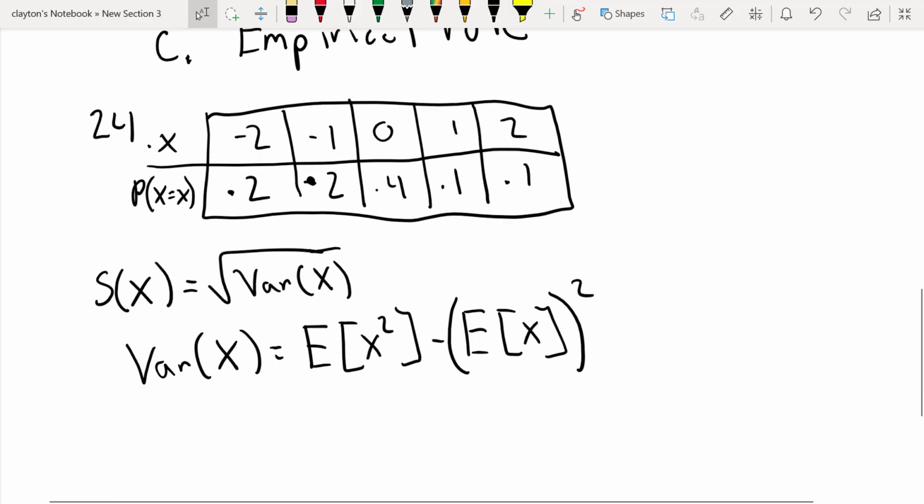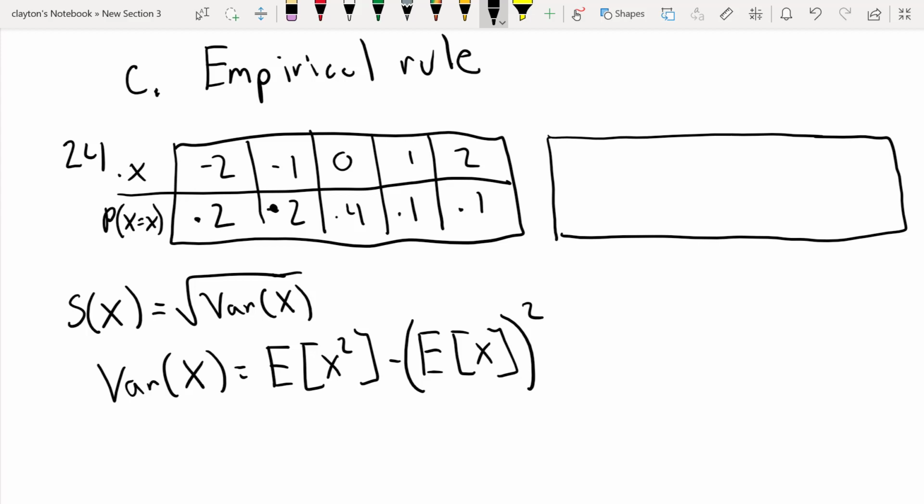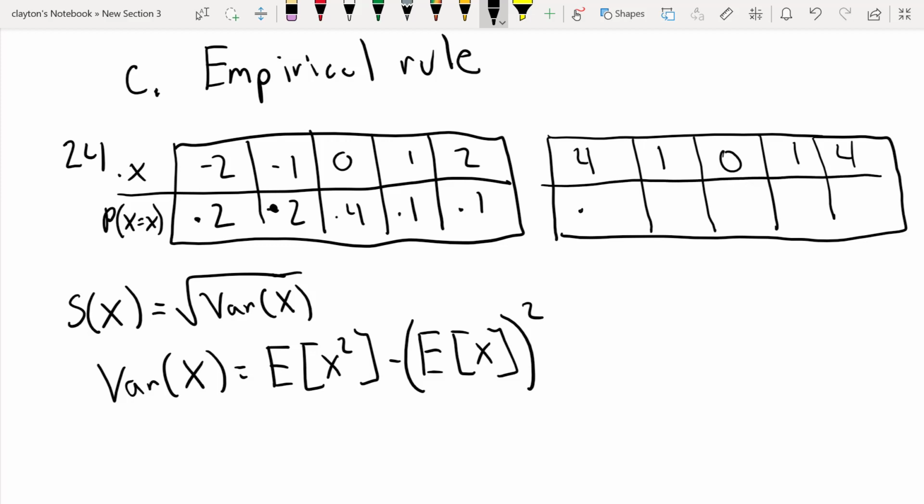Okay, so I'm going to write another small chart over here, and all the same probabilities are going to hold, but now I'm just going to square everything. So instead of -2, I have +4. Instead of -1, I have +1. Instead of 0, I have 0. Instead of 1, 1, and instead of 2, I have 4. Now all the probabilities stay the same.